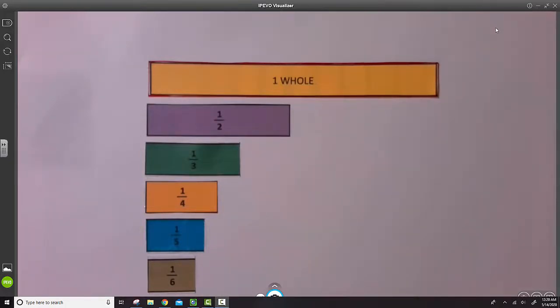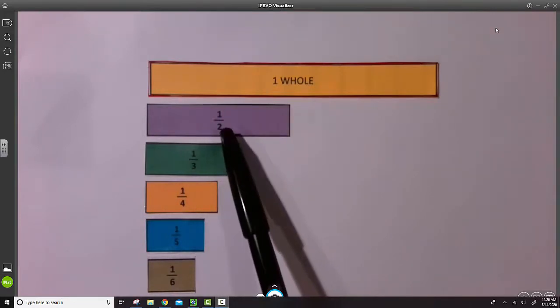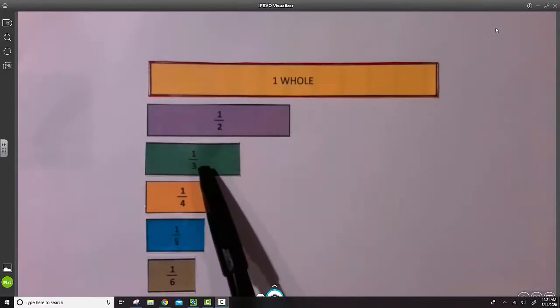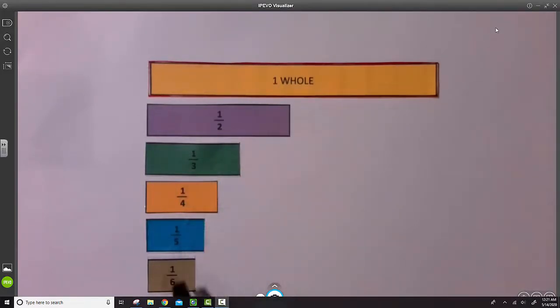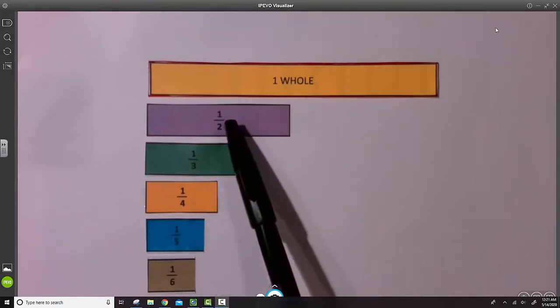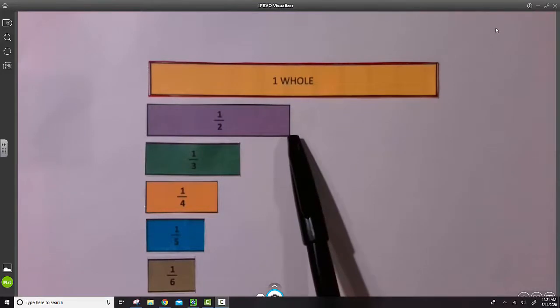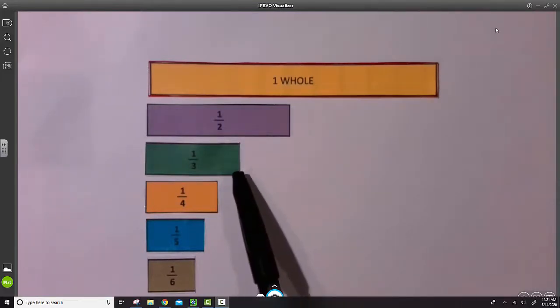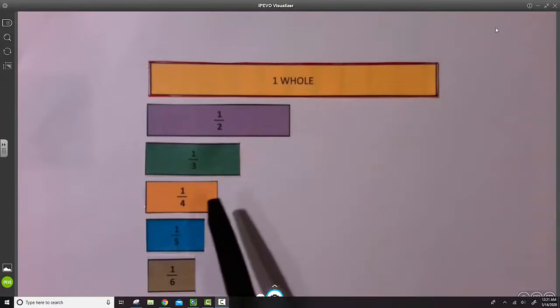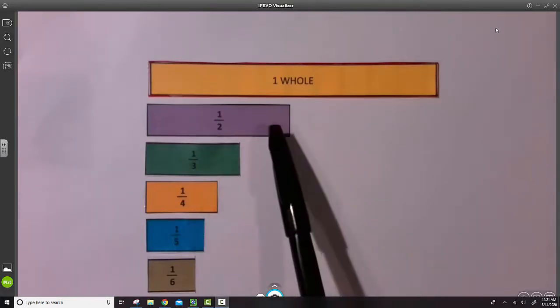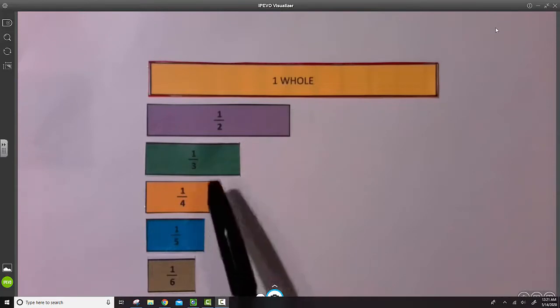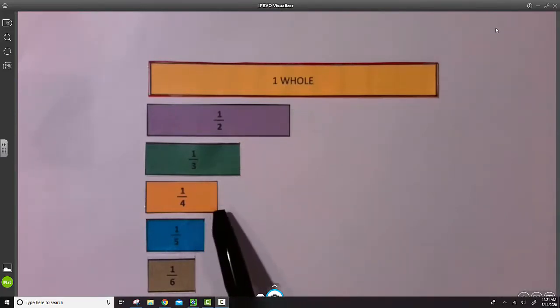The difficult part for children is they see that this 2 usually is less than a 3, which is less than a 4 and a 5 and a 6. However, with fractions, it's the opposite idea. The opposite is true. So 1/2 is greater than 1/3, and 1/3 is less than 1/2. 1/4 is less than 1/3. 1/5 is less than 1/4. 1/6 is less than 1/5.